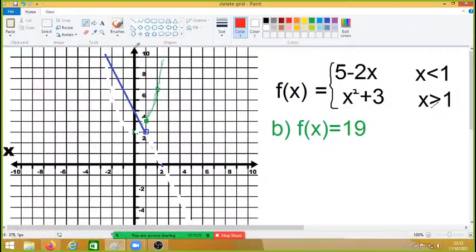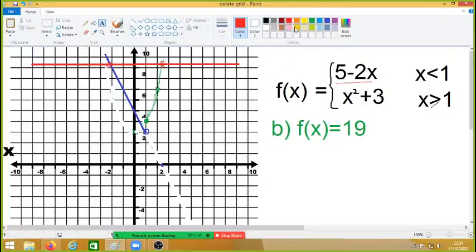So 19. 19 on this graph you can't really see, but if you could see it, then what you'd see is a line going across, and it would hit the blue line somewhere on the left, and it would hit the green line somewhere on the right. And we want to find out what those points are. We can't read it off the graph because the graph doesn't go up to 19. But what we know is that I need to put 19 against the blue line function. So the blue line function is the 5 take away 2x. And then I'll need to repeat it for the green line function, the x squared plus 3.